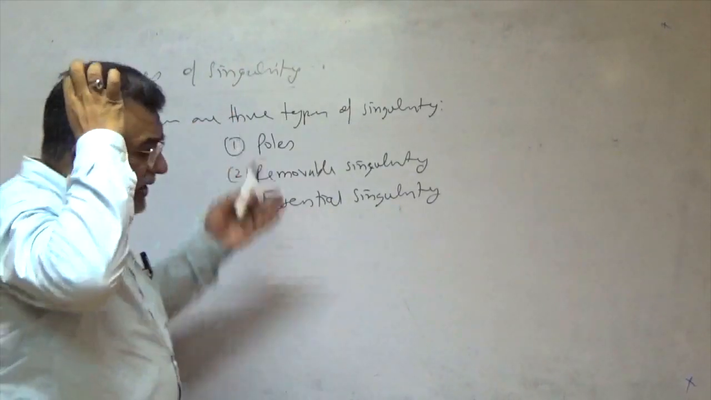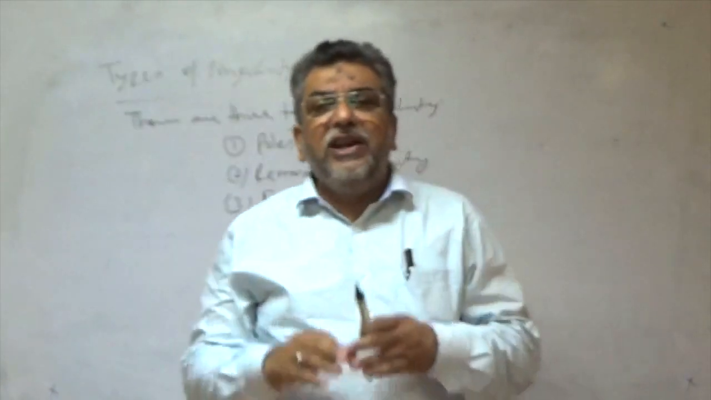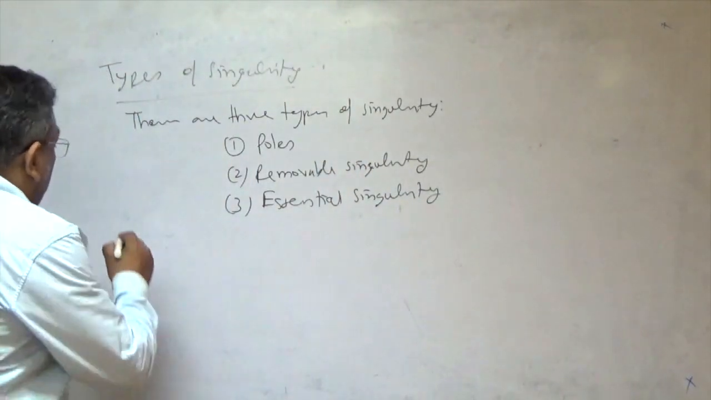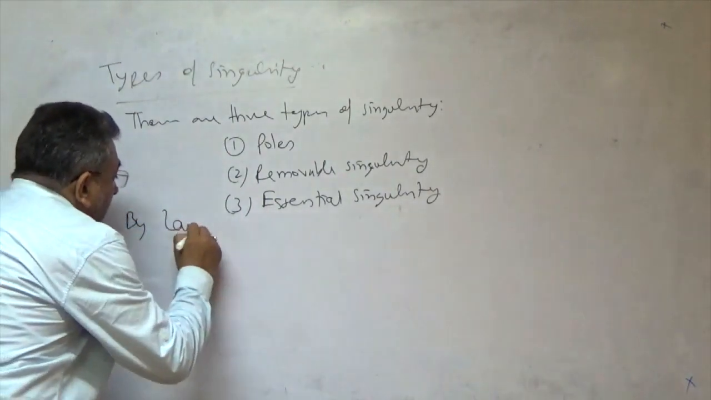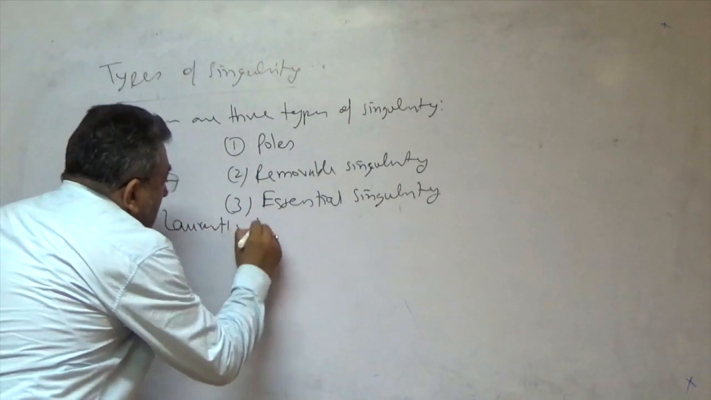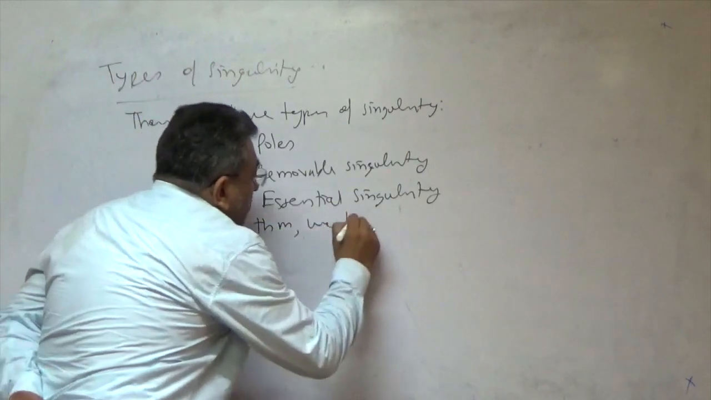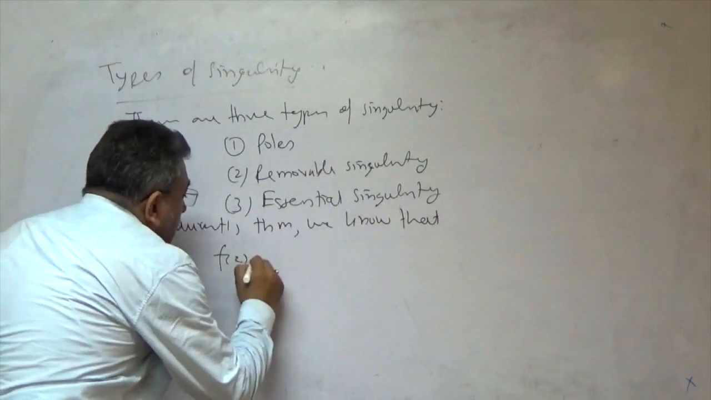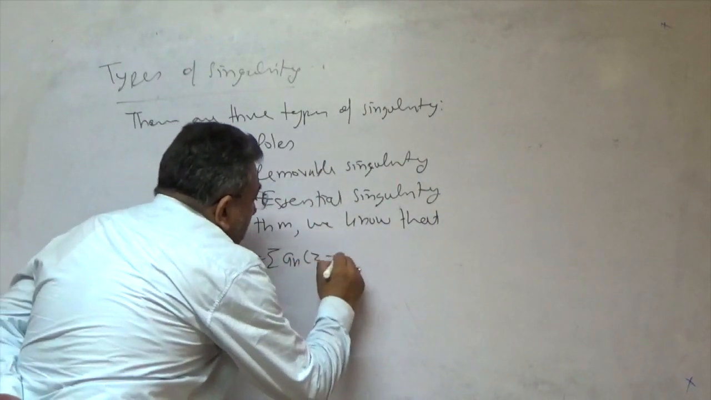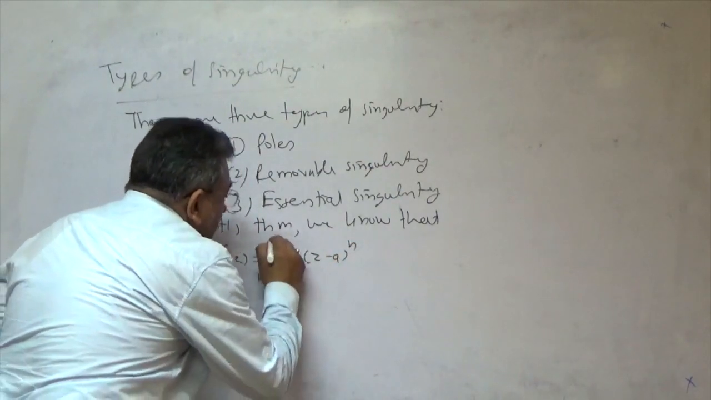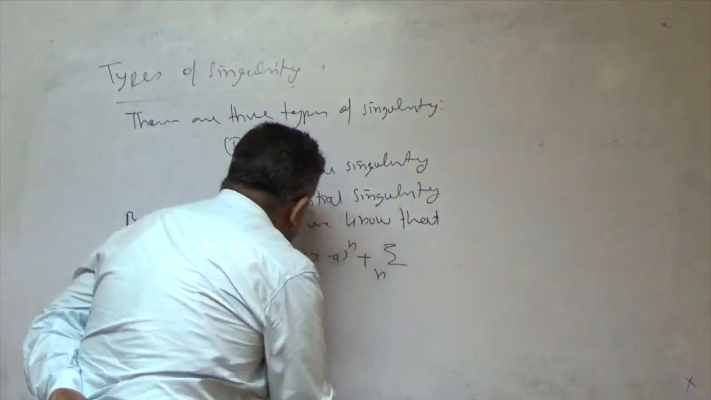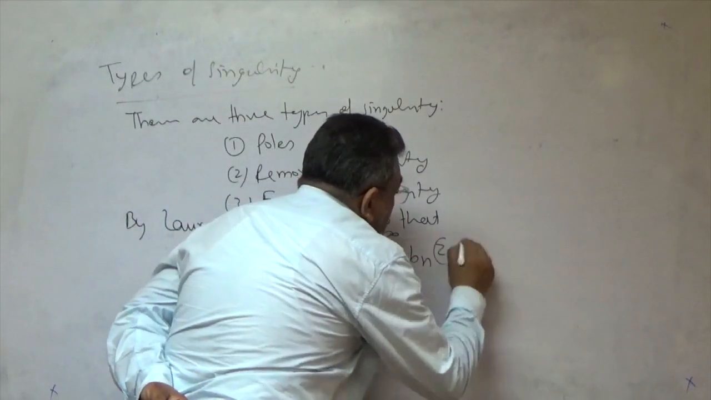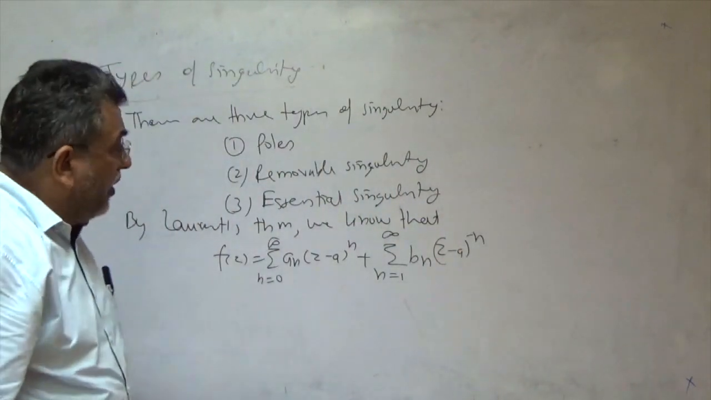All three types of singularity we can define very easily with the help of the Laurent theorem. By the Laurent theorem, we know that f(z) equal to sigma a_n (z minus a) to the power n, n equal to 0 to infinity, plus sigma b_n (z minus a) to the power minus n, n equal to 1 to infinity. This is the Laurent theorem.